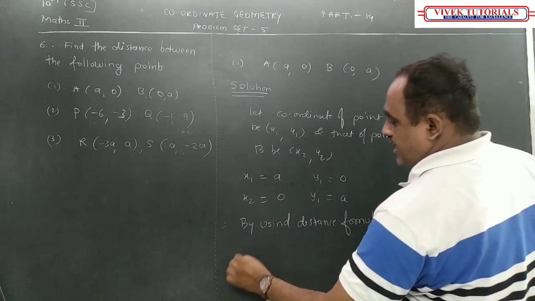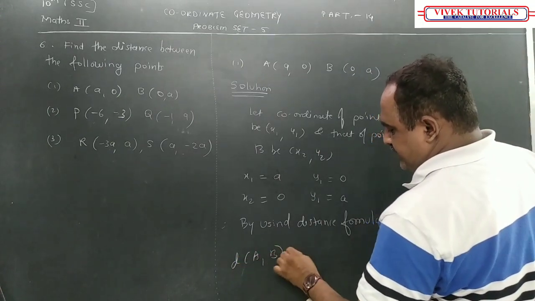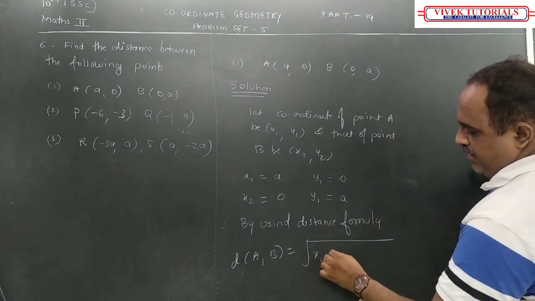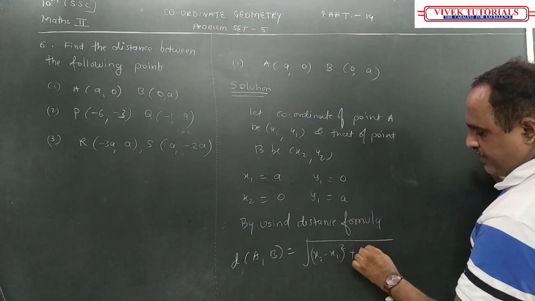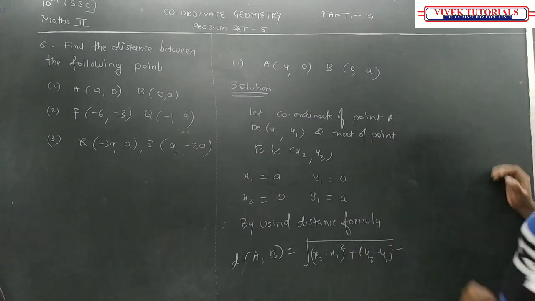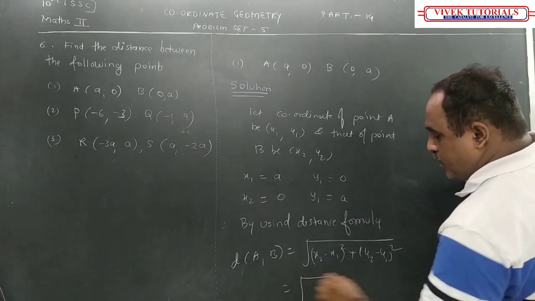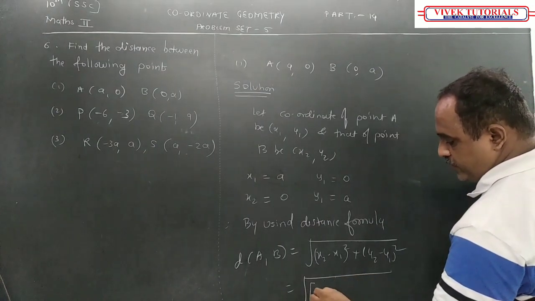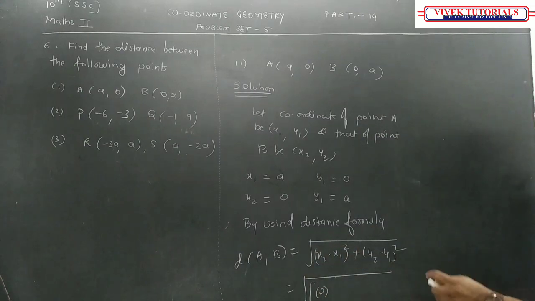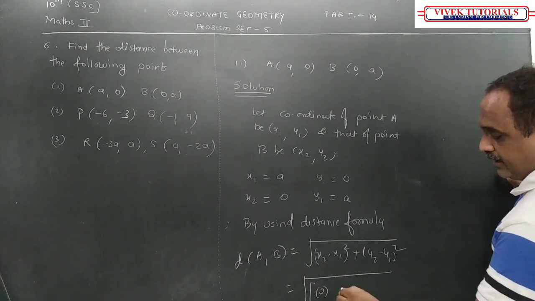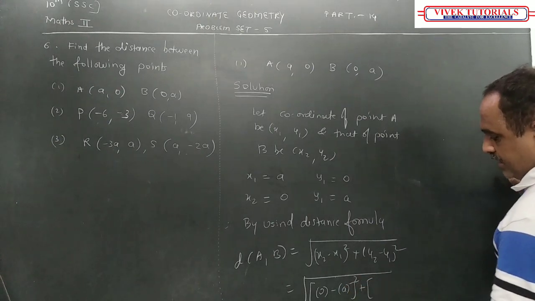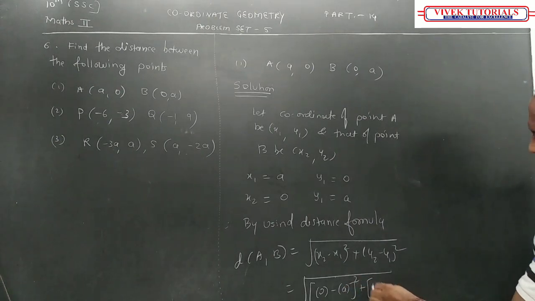what is the formula? Distance AB is equal to root of (x2 minus x1) the whole square plus (y2 minus y1) the whole square, that is equal to under root, x2's value is 0, plus, put in this type of bracket only, minus a square bracket, and here it will be a minus 0 the whole square.